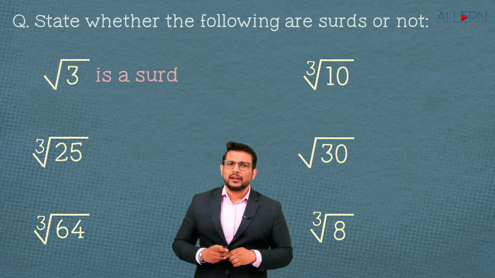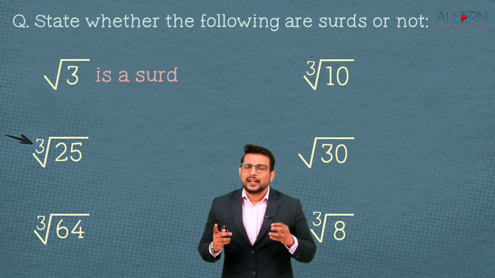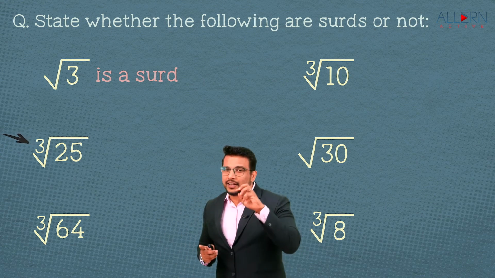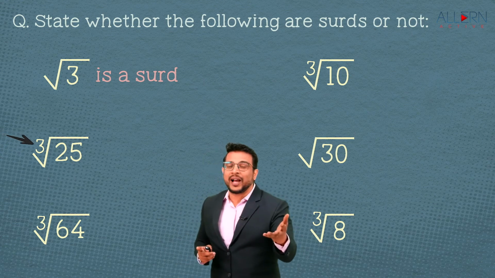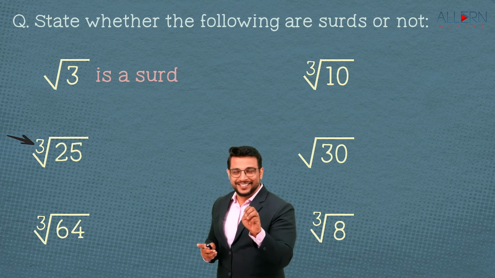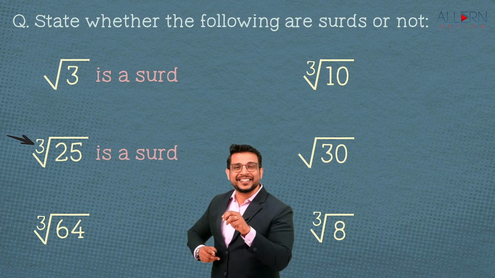Second example, cube root of 25. The order there is 3. It's a natural number greater than 1. The radicand 25 is a positive rational number greater than 1. The entire expression, that is cube root of 25, is irrational, right? That means the third condition is also satisfied. That means we know it is a surd.